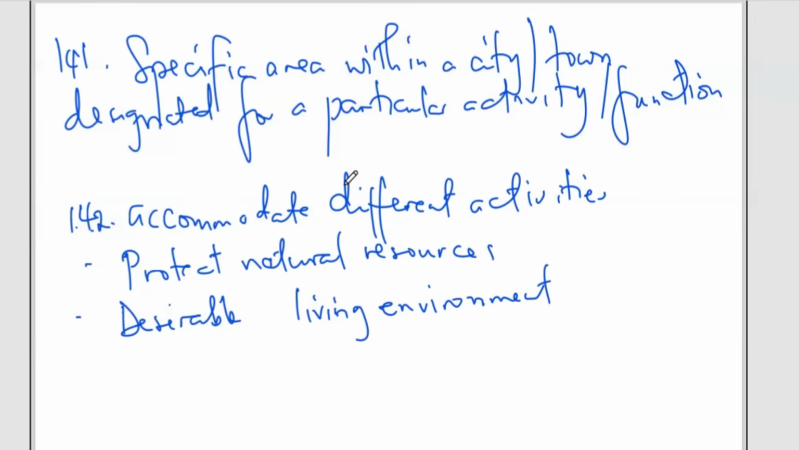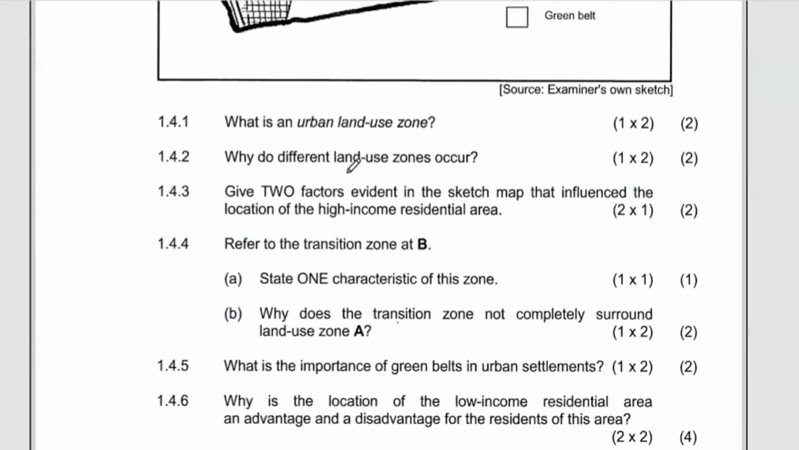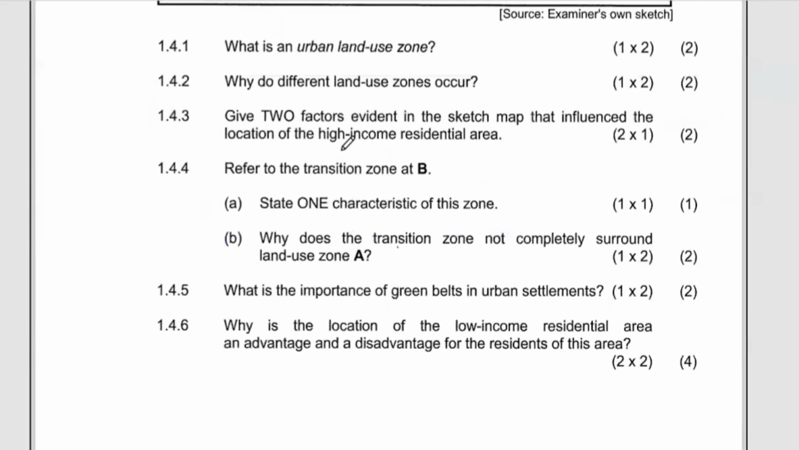Right, we move on to the next question. Number 1.4.3. Give two factors evident in the sketch map that influence the location of high income residential area.